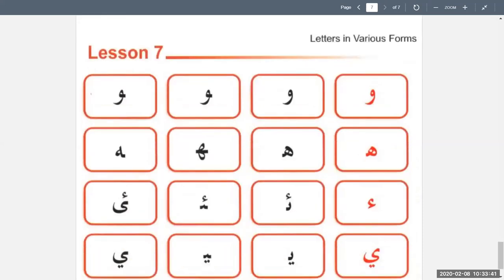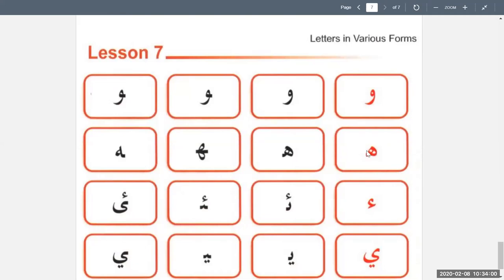Next, we have the letter ha. Now, ha has several different forms. Actually, the ha that they show here isn't the correct form. It should just be like a circle or like a teardrop. Okay, so that's the isolated form.